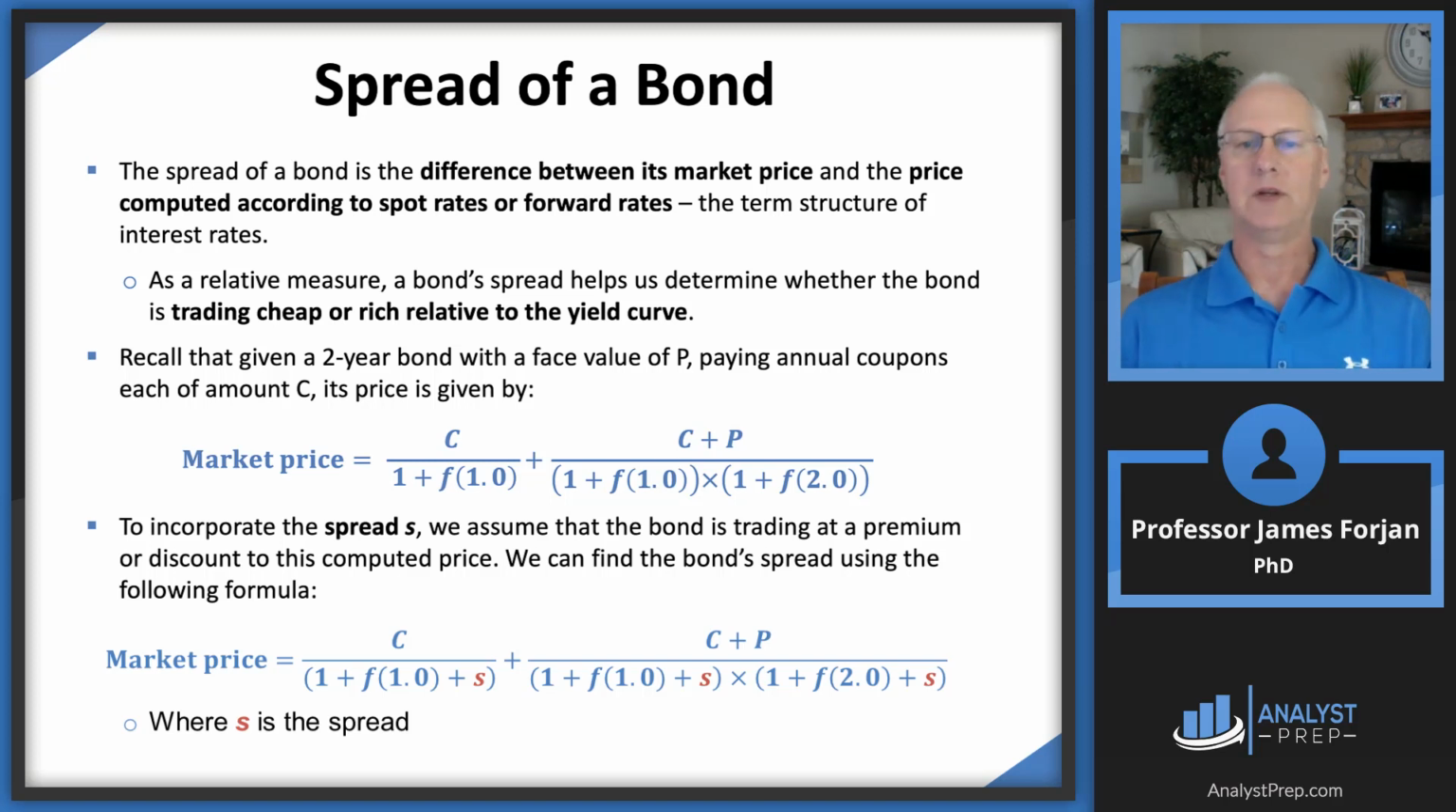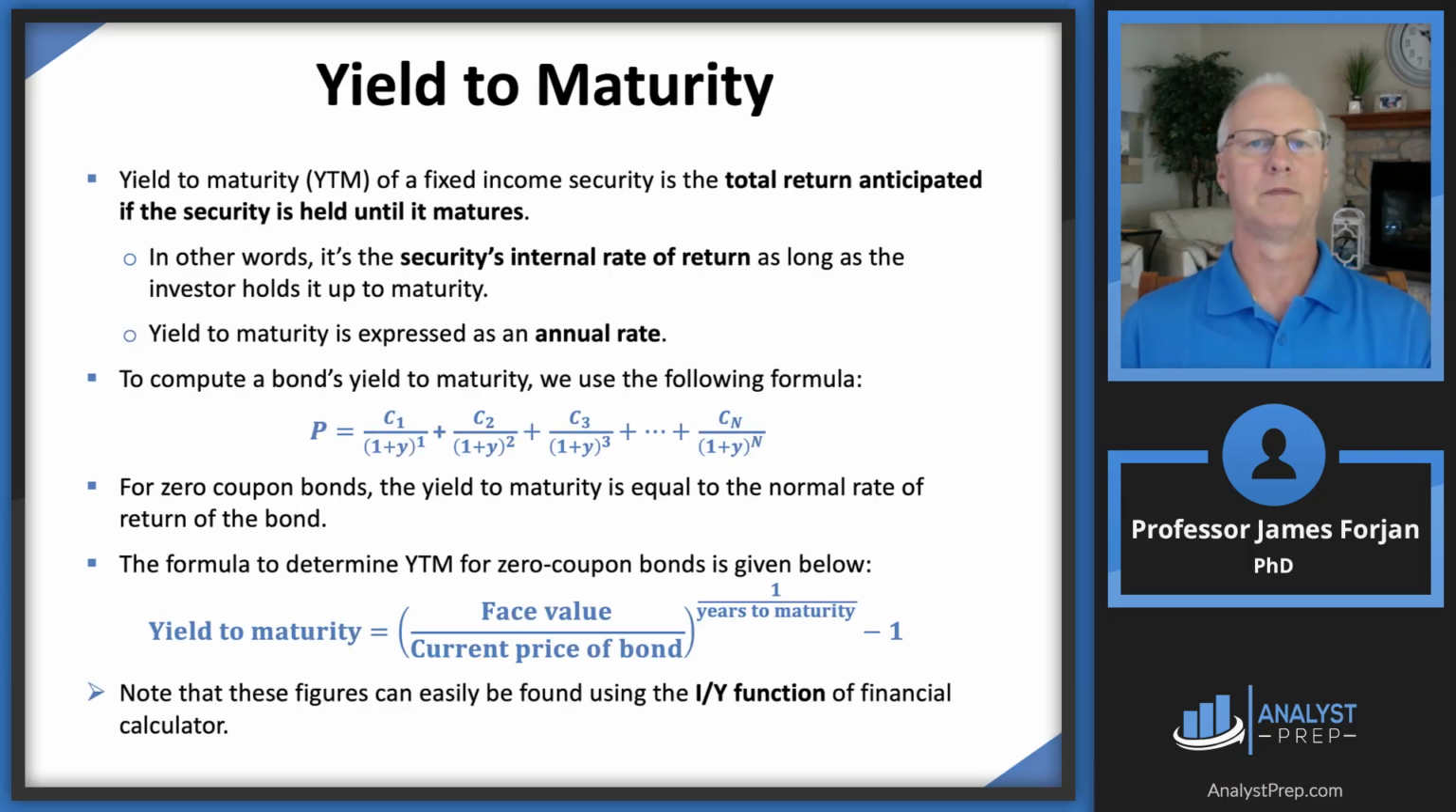And that way we can determine whether the bond is over or undervalued. Of course, if S is zero, then the market price and the present value computed using spot or forward rates have to be the same number, right? So if there's no spread.